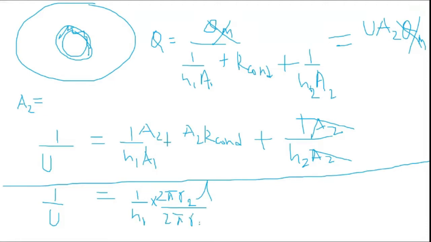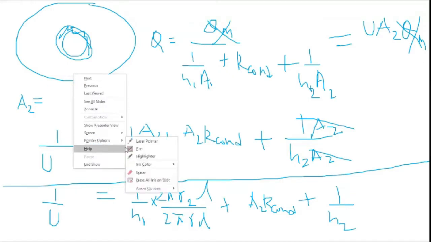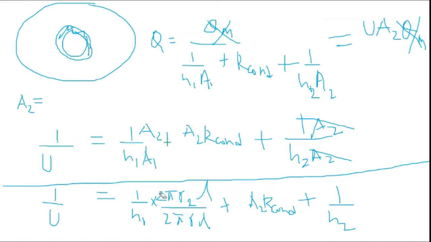2 pi r1 L plus A2 multiplied by R conduction plus 1 by H2. Can we write like this? Yes or no? Yes, sir. Okay, when we do this, see what happens. This 2 pi is gone. Here also 2 pi is gone. L is gone, and here also L is gone.